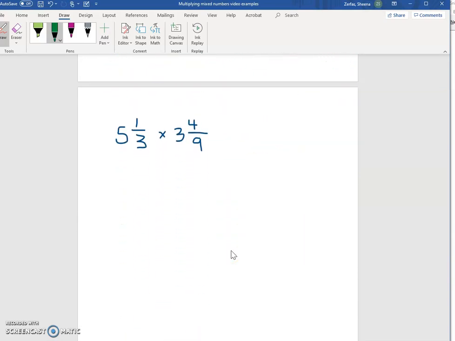I'm going to walk you through one more. On this one, I have two mixed numbers. So again, the first thing I want to do is make sure that I have these as improper fractions first. So 5 times 3 is 15. That gets added to the 1. So 15 plus 1 is 16, with the denominator staying the same. Repeating those steps, 3 times 9 is 27. 27 gets added to the original 4, so we have 31, with the denominator not changing.